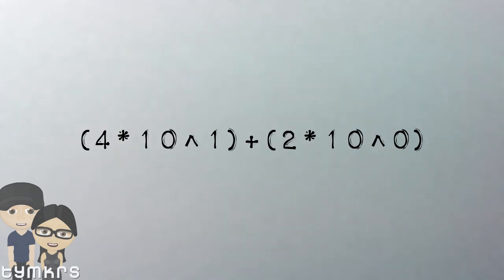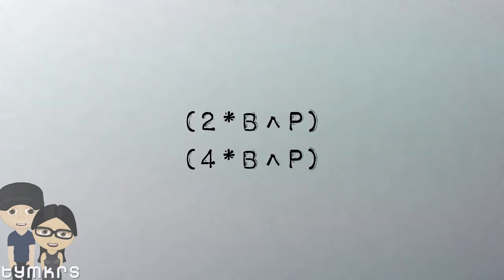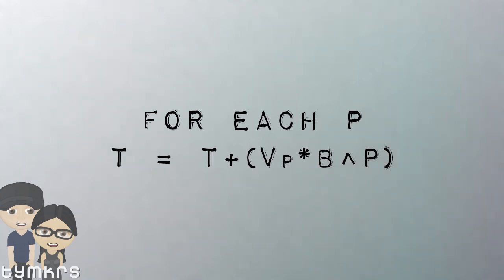Speaking of 10, this is base 10. So if we go to our exponent sheet again, we can actually replace the 10 with a b, because we know this is our base. And here is the first step where we're actually getting to a real algorithm. And just like we know that we can replace 10 with b, we can also replace the power of 1 and the power of 0 with the power of p if we know that we're going to be going through a step for each place. So, algorithmically, for each p, t equals t plus vp times b to the power of p. And that's really not as complicated as it sounds.